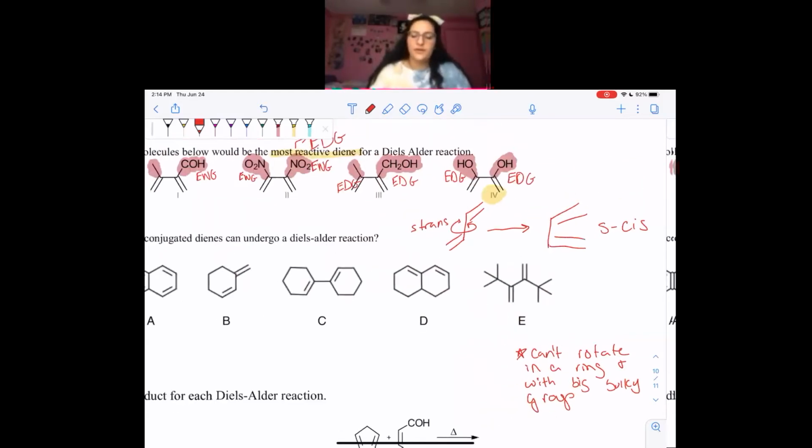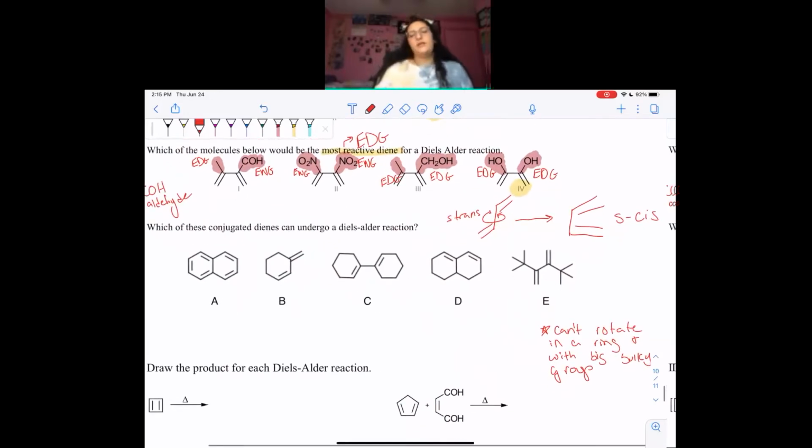So we're going to go through these one by one, and you guys are going to tell me yes or no, can it undergo a Diels-Alder reaction? What do we think about A? No! So this is not just a regular old conjugated diene. This whole thing is conjugated. There's too much going on. This cannot undergo Diels-Alder.